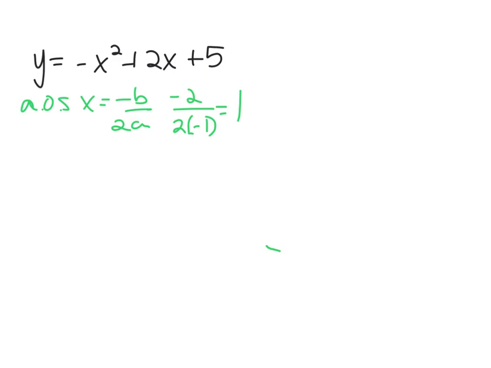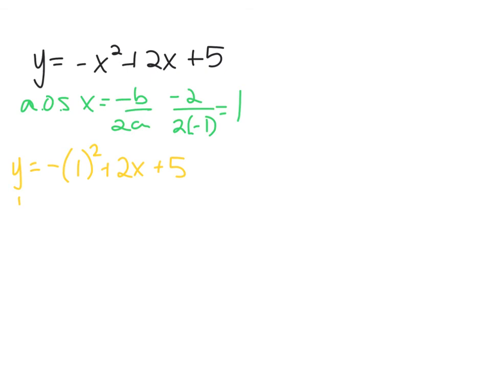Now I'm going to find my vertex by plugging my axis of symmetry back in. So y equals negative x squared plus 2x plus 5. And remember how I said you need to watch your order of operations? This is a perfect example. See how this negative sign is outside of the x. It's not being affected by the squared. Only the x is squared. So I'm going to square the 1 and then apply the negative.